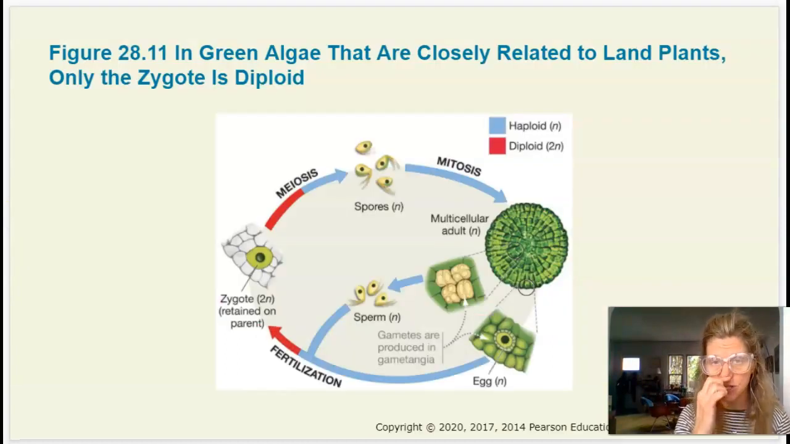Here is another picture. This is a green algae closely related to land plants, and you can see that only the zygote is diploid in this case. So there's going to be a lot of different evolutionary experiments on how alternation of generations changes throughout the different types of plants.